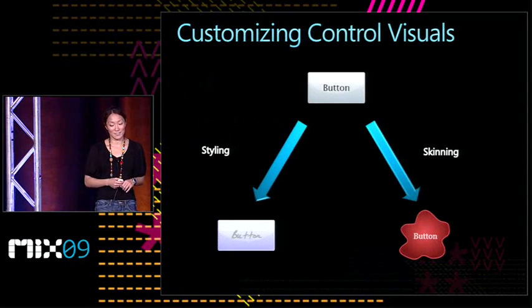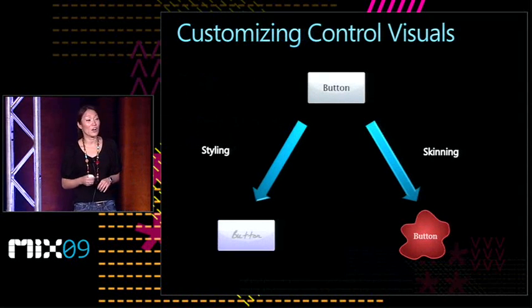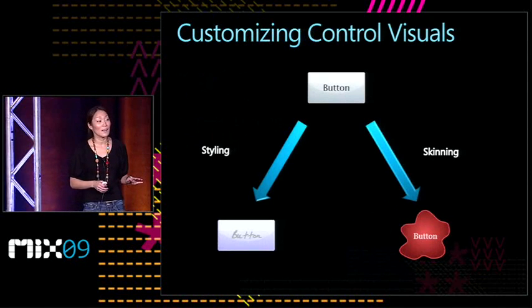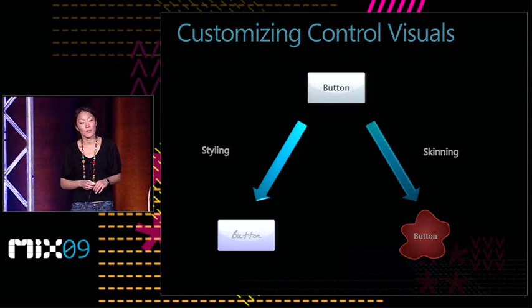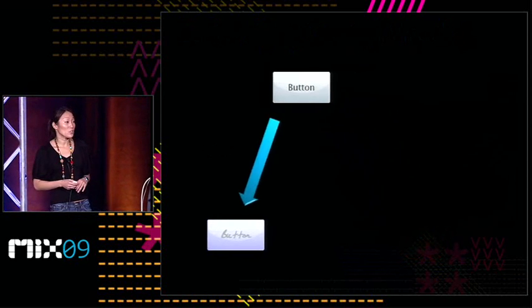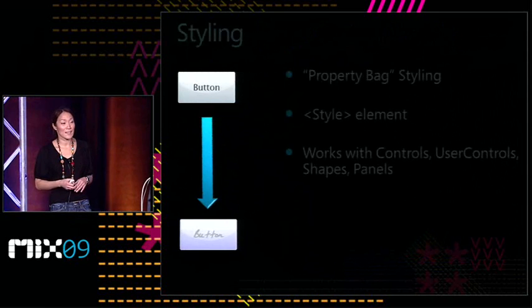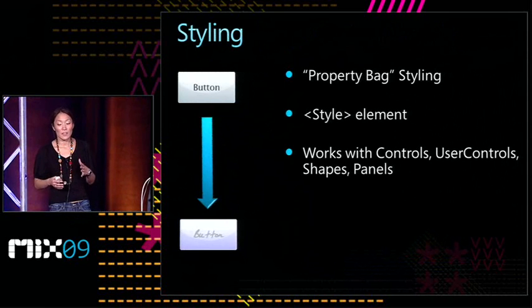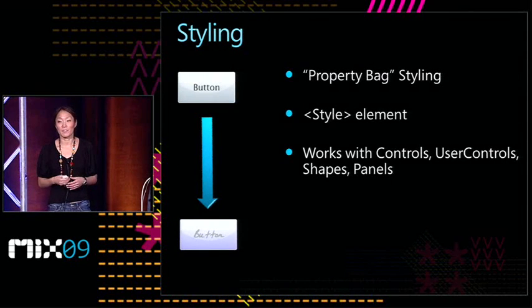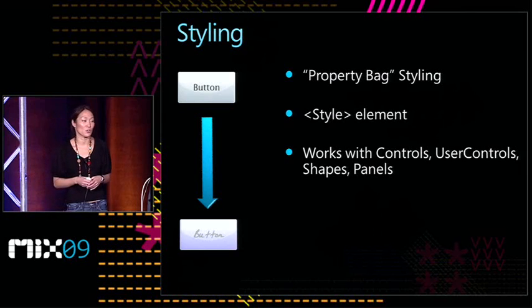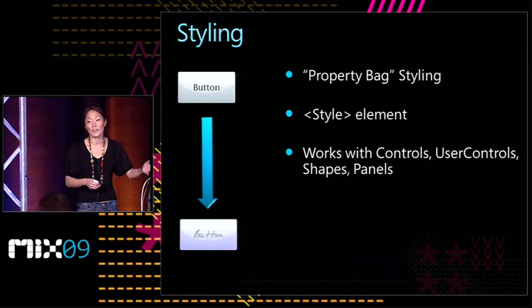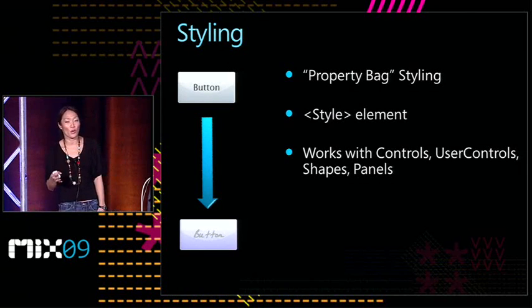So let's get started. Like I said, there are two different ways of customizing existing controls. There's styling and there's skinning. Styling, for those of you who are familiar with CSS and HTML, the property bag styling scenario should be very familiar to you. It's a way for you to lightly tweak different visual aspects of your control. So say change the color of the control, the font size, the border, just light customizations.